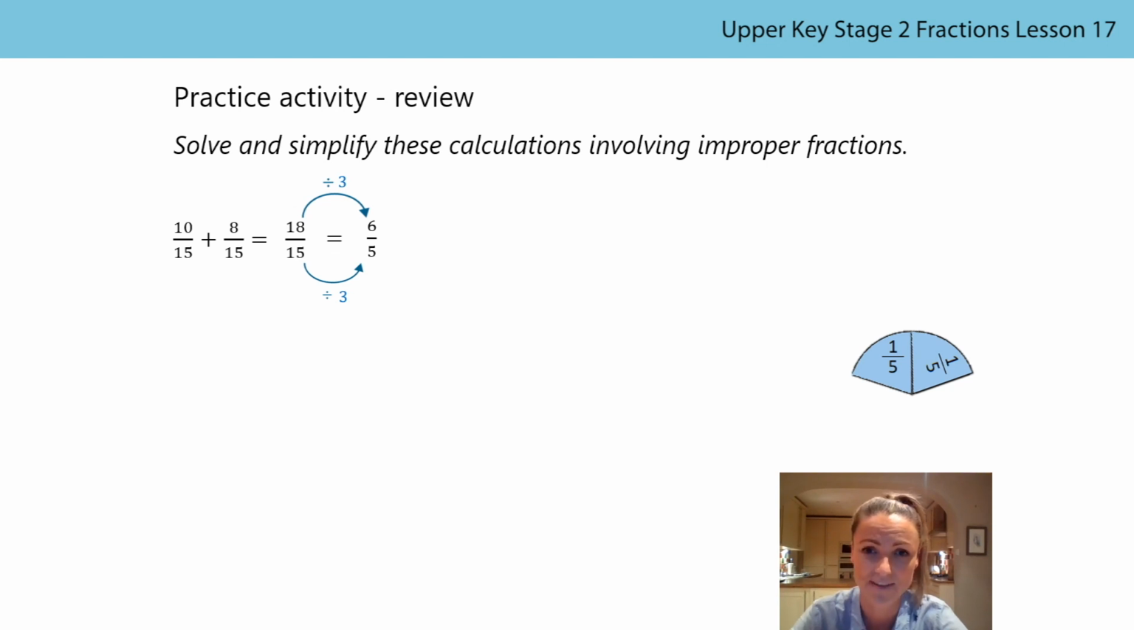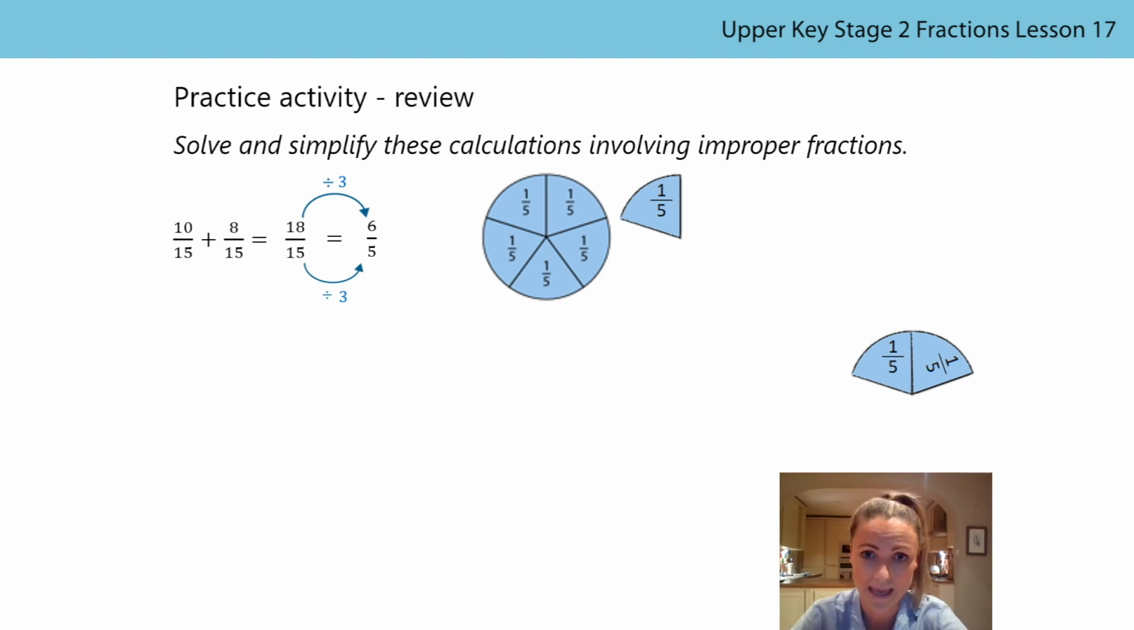What I need to do now is to convert the simplified improper fraction into a mixed number, and I'm going to do that with the help of this representation. So I know that 5/5 will make 1 whole. But I haven't got just 5/5, I've got 6/5. So I can make 1 whole from 5/5, and then I've got 1 extra fifth as the fractional part. So when I convert 6/5 into a mixed number, this is 1 whole and 1/5, 1 and 1/5.